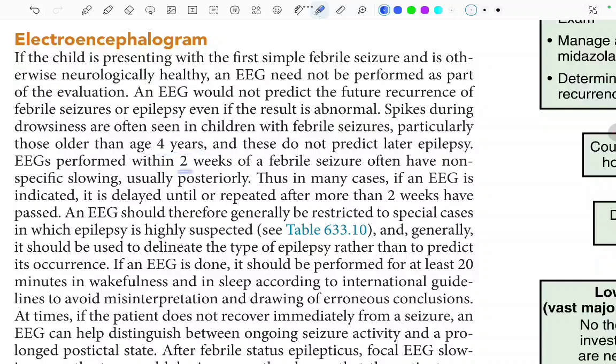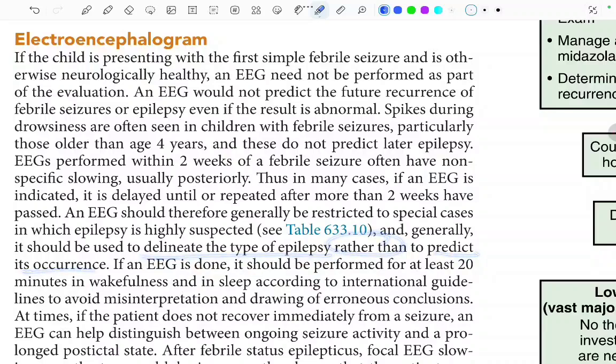An EEG performed within 2 weeks of the febrile seizure often shows a non-specific slowing, usually posteriorly. Thus, in many cases, if an EEG is indicated, it is delayed until or repeated after more than 2 weeks have passed. An EEG should therefore generally be restricted to special cases in which epilepsy is highly suspected, and generally it should be used to delineate the type of epilepsy rather than to predict its occurrence. Fine. So, we should use EEG to delineate the type of epilepsy rather than to predict its occurrence.